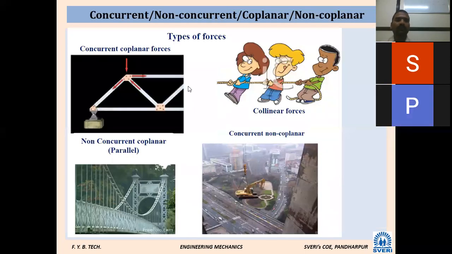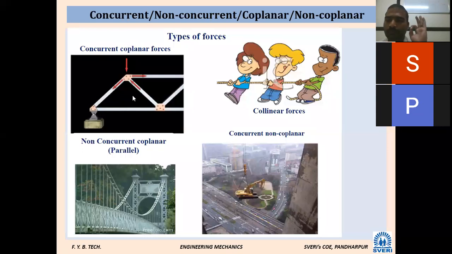Next. Yes, sir. This is the types of forces. These types of forces are very important from the examination point of view. Just understand first, don't try to write anything. Just understand what I am saying, and with respect to the figure, you will come to know. Types of force. The first one is concurrent coplanar forces. First, understand what coplanar forces are.